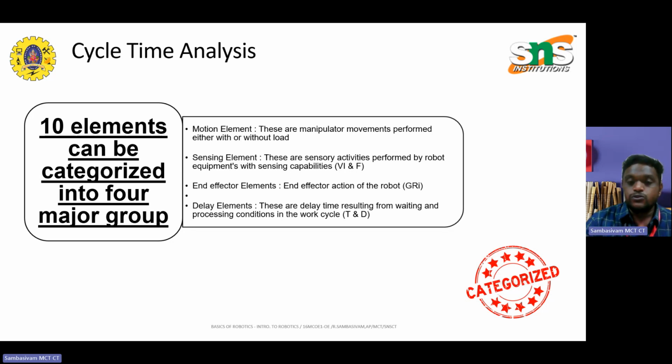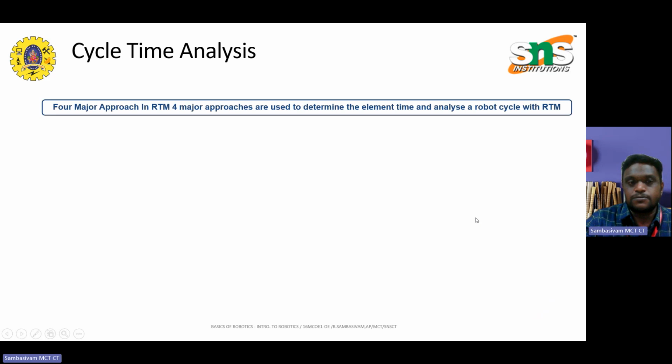Then delay elements. These are the delay times resulting from waiting or processing conditions of the work cell. So the time taken to do certain tasks is taken into consideration. This is how we categorize them into several types.